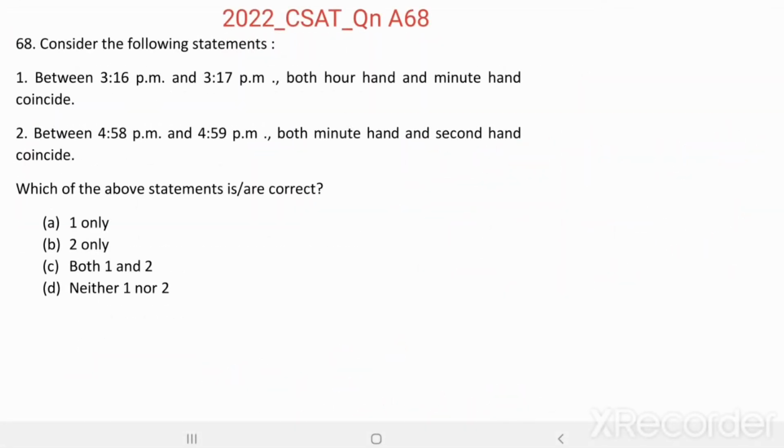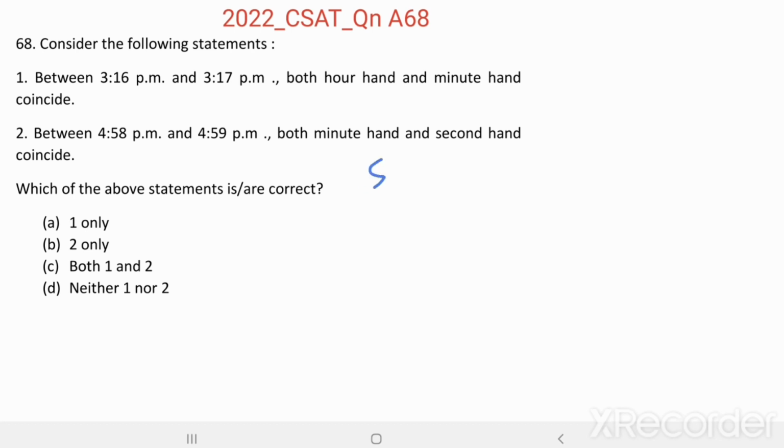Question number 68. Consider the following statements. Statement 1. Between 3:16 p.m. and 3:17 p.m. both hour hand and minute hand coincide. Statement 2. Between 4:58 p.m. and 4:59 p.m. both minute hand and second hand coincide. Which of the above statements is or are correct?